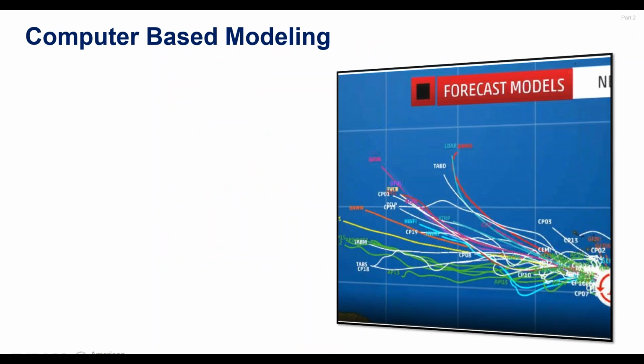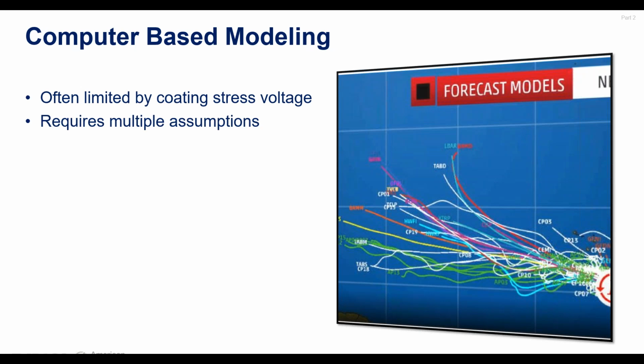So in the end, our computer-based modeling can kind of look like forecasting hurricanes. Nothing wrong with that. It's extremely useful information, but it's highly dependent on the data that we put in on the front end. As long as we have very accurate data, we can use that model to its full power and come up with very targeted solutions. However, when we don't have that, it's most often going to show up when we specify that coating stress voltage. Other than that, we can have a number of assumptions that we're working through.